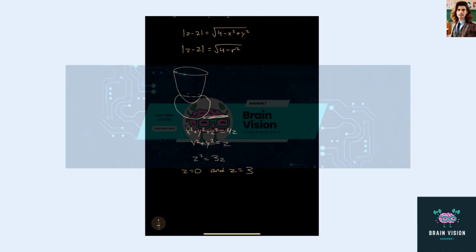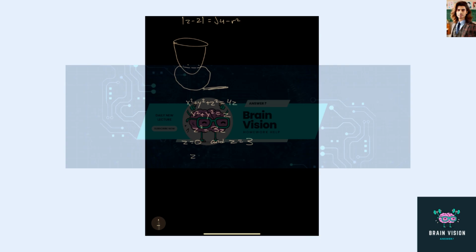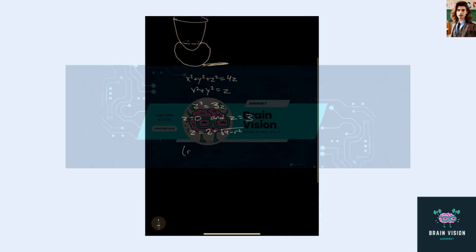With regards to the part of the sphere that lies above the paraboloid, it's similar to before: z equals 2 plus the square root of 4 minus r squared, since we added the 2 to the other side. Now when we parametrize this, we get r cosine theta, r sine theta, 2 plus the square root of 4 minus r squared, where r is between 0 and the square root of 3, because we know z is between 3 and 4.